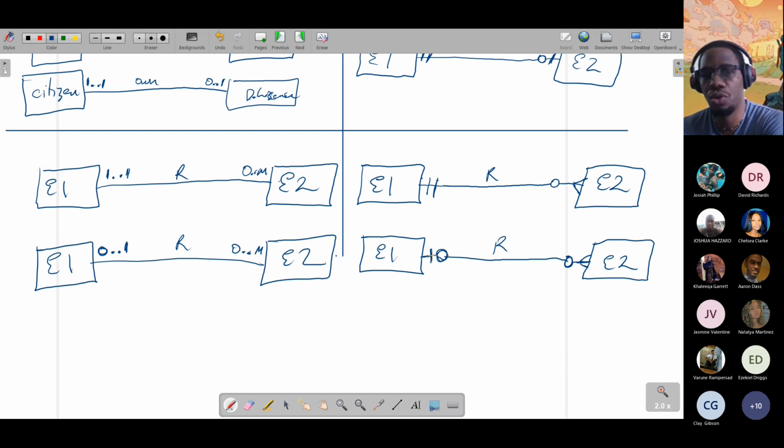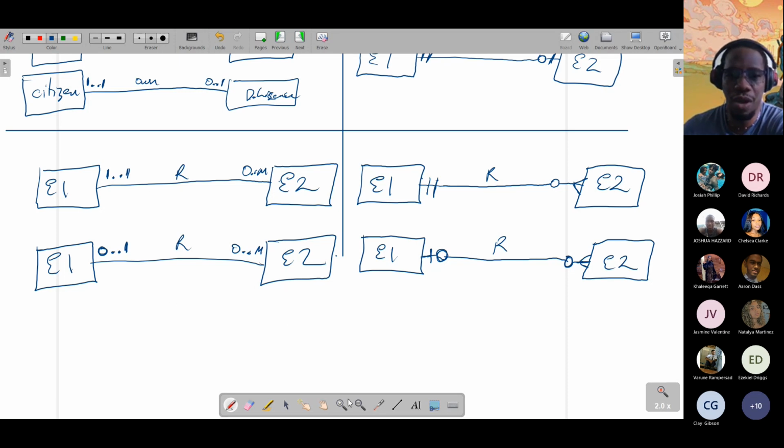Okay? And also, of course, for every instance of entity 2, there's a maximum of 0 or 1 instances of entity 1. Okay? So the participation on both sides for entity 1 and entity 2 is optional.